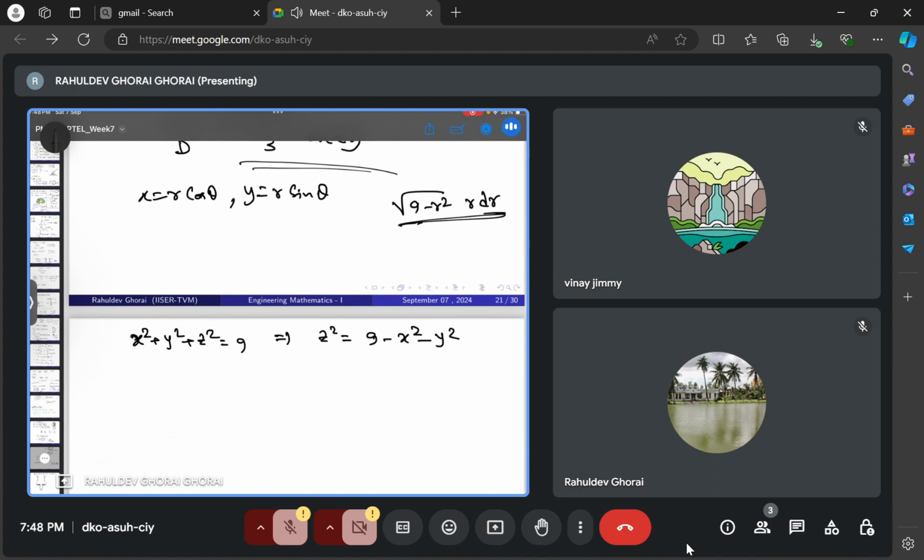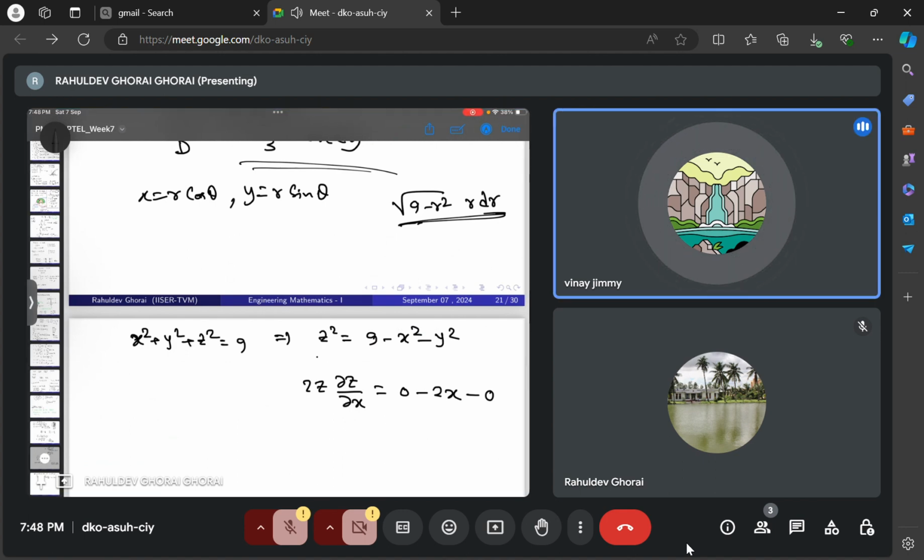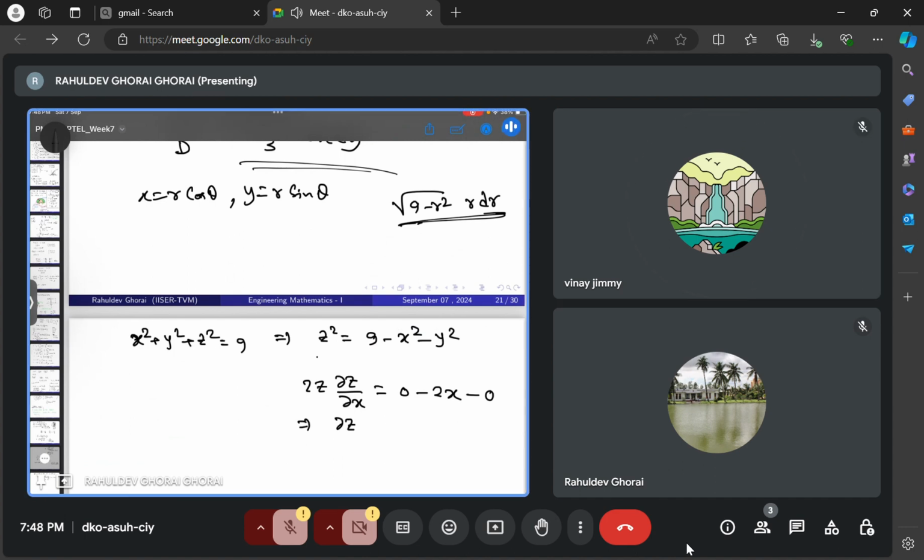So what I do, I take the derivative with respect to x. 2 times z times del z by del x is equal to 0, that is the derivative of 9, minus 2 times x minus 0, right? Do you understand? Then del z by del x will be minus x over z. Similarly, del z by del y will be minus y over z.